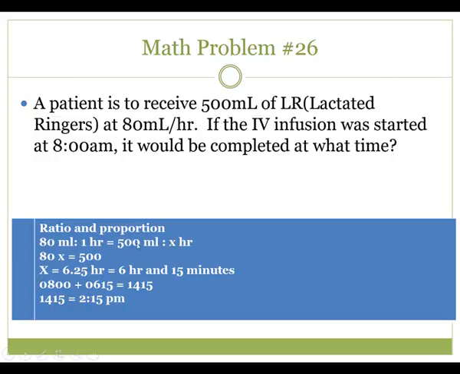80 mils is to 1 hour as 500 mils is to X. Solve for X, that comes out to 6.25 of an hour. That 0.25 of an hour, if you say 0.25 times 60, is 15 minutes. So 6 hours and 15 minutes. 8 o'clock in the morning plus 6 hours and 15 minutes comes out to 2:15 in the afternoon.